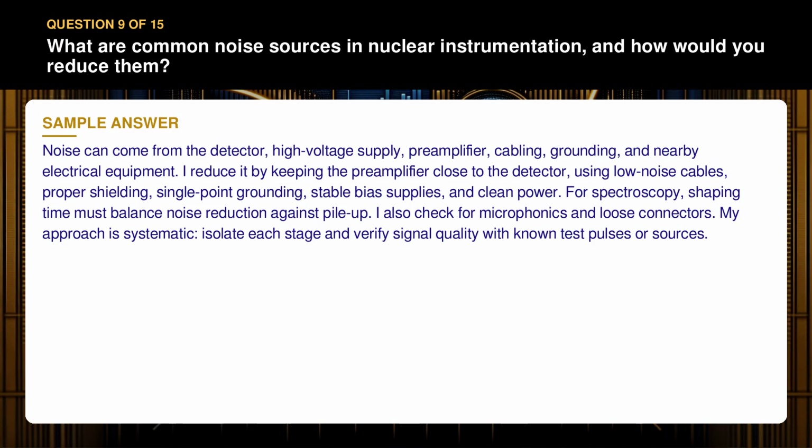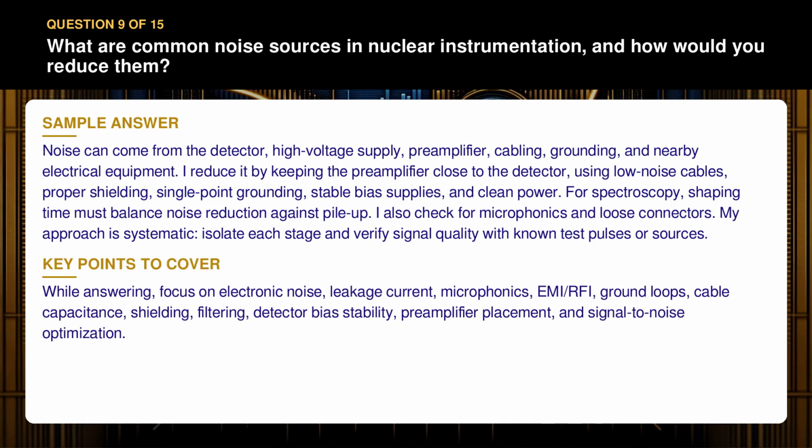For spectroscopy, shaping time must balance noise reduction against pileup. I also check for microphonics and loose connectors. My approach is systematic. Isolate each stage and verify signal quality with known test pulses or sources. While answering, focus on electronic noise, leakage current, microphonics, EMI RFI, ground loops, cable capacitance, shielding, filtering, detector bias stability, preamplifier placement, and signal-to-noise optimization.